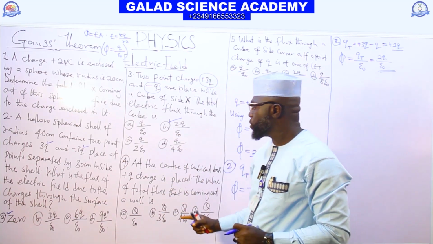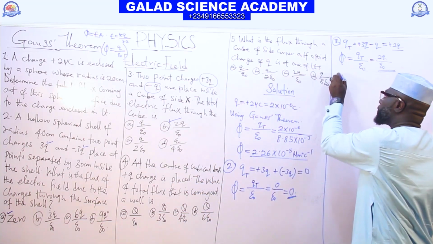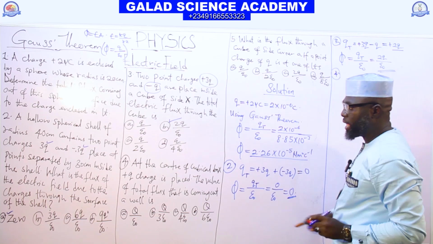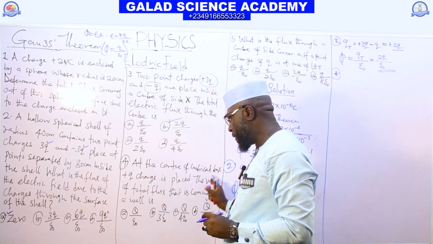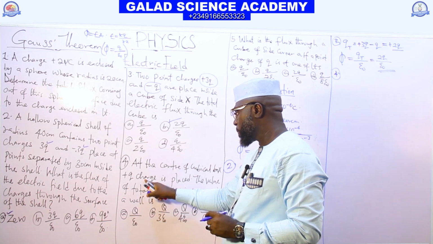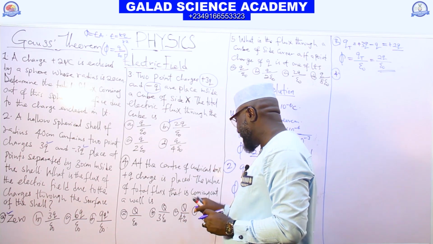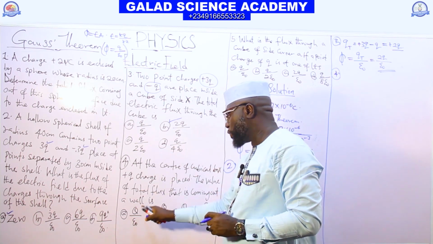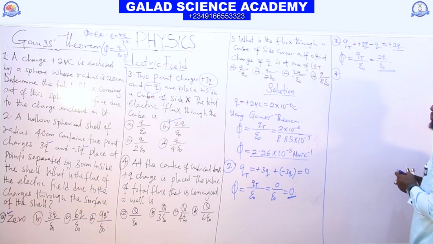The next one is question number 4. They said at the center of a cubical box, charge Q is placed. The value of the total flux that is coming out of the wall is, yes, I love this question.